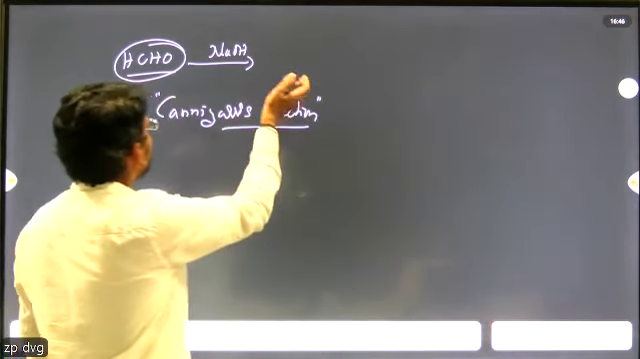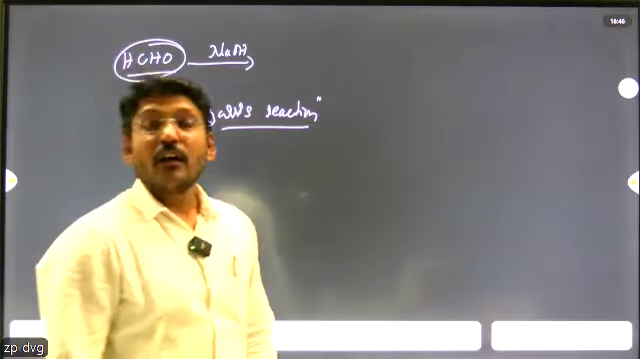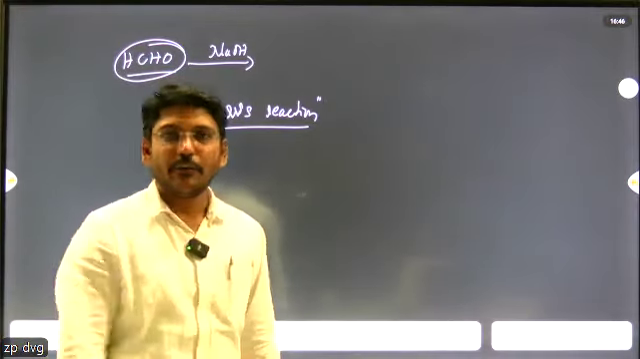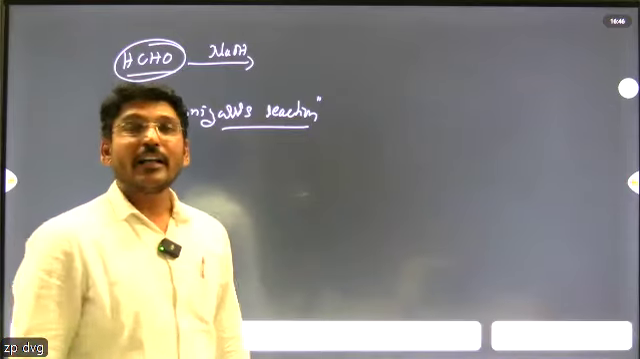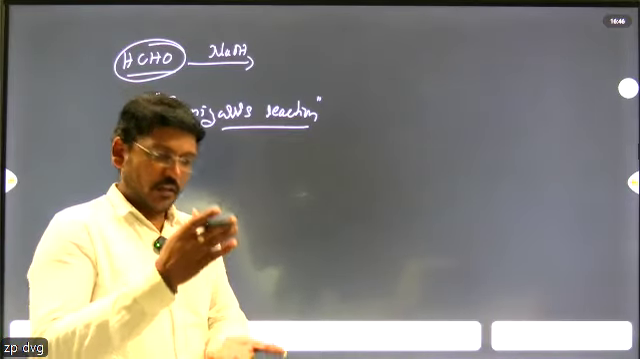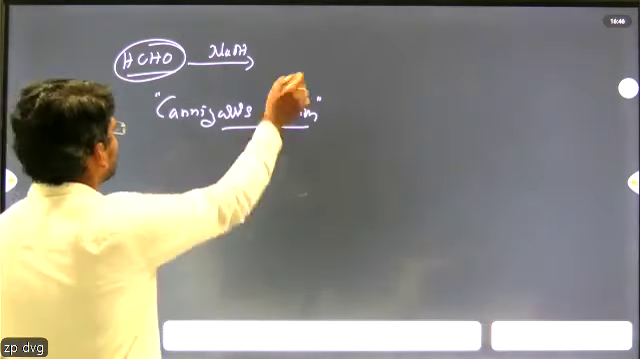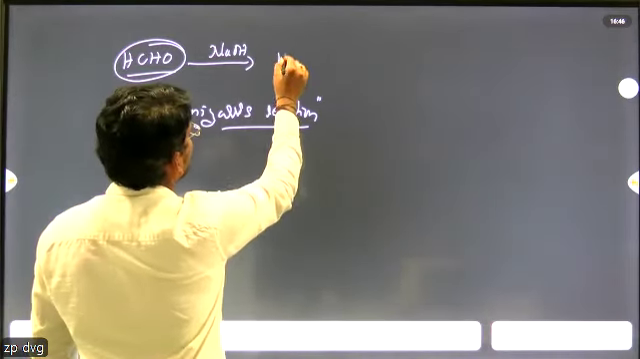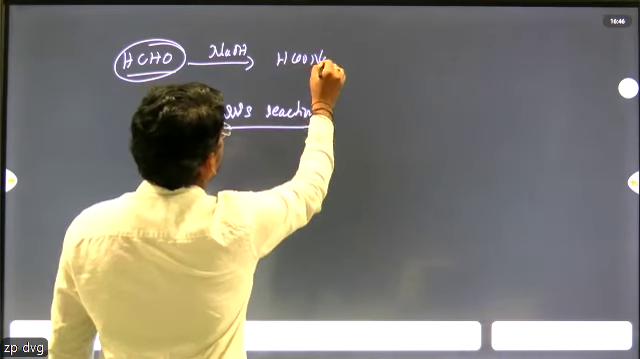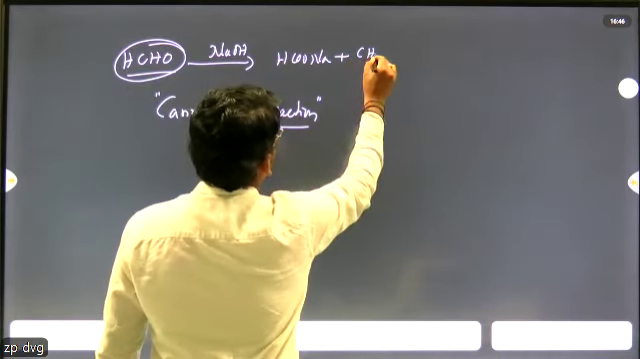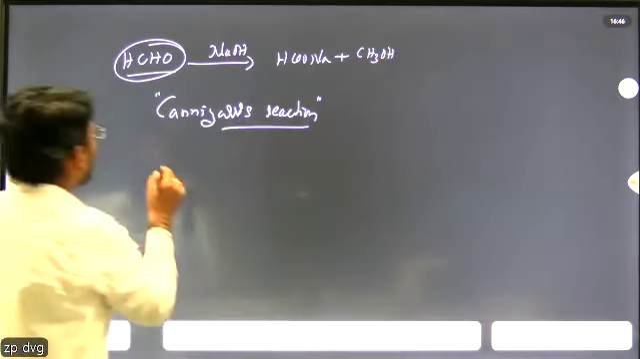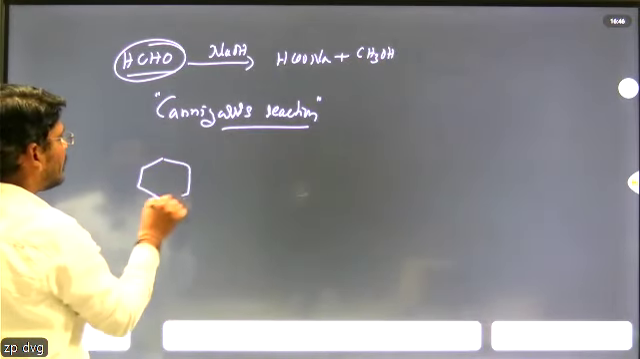So the Cannizzaro reaction is when aldehydes and ketones without an alpha hydrogen atom react with an alkali. Compulsorily, it produces alcohol as well as the respective sodium salts of carboxylic acids. So here we can consider HCOONa, and another one, we can consider CH3OH. In the same way, here also the same.